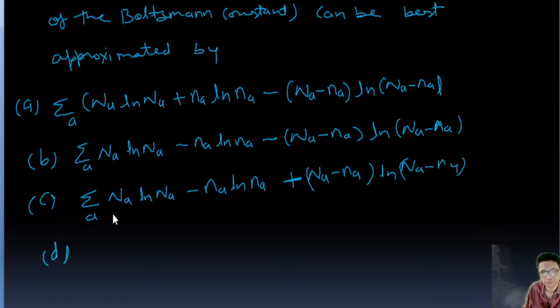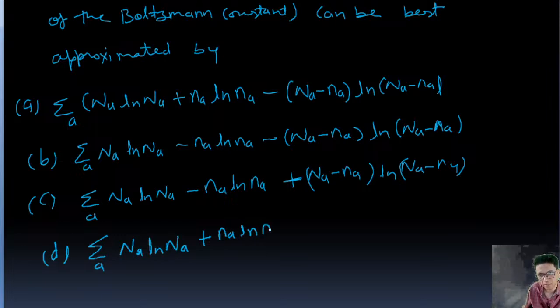Option D is sigma A, Na ln Na ln ln Na plus Na ln Na ln Na plus Na minus Na ln Na minus Na. Okay, so these are the options given, guys.